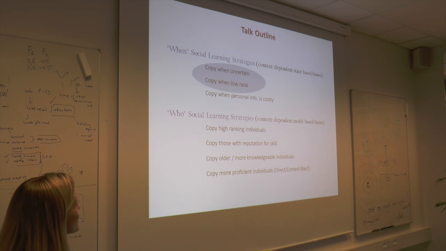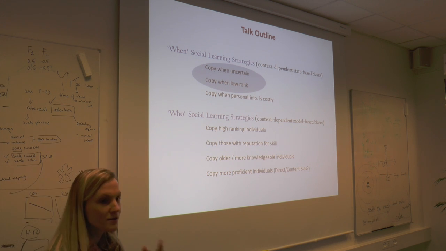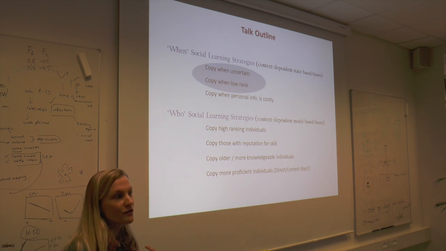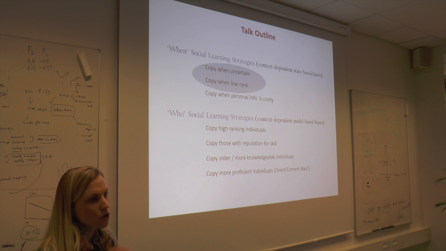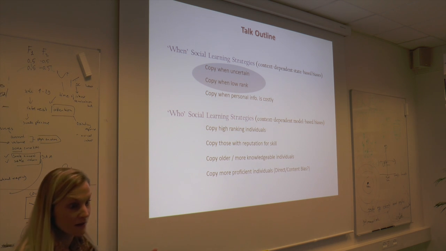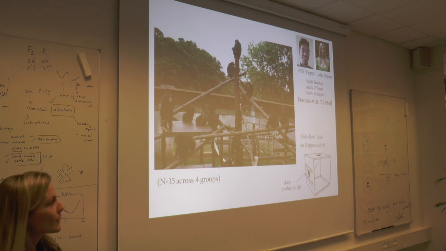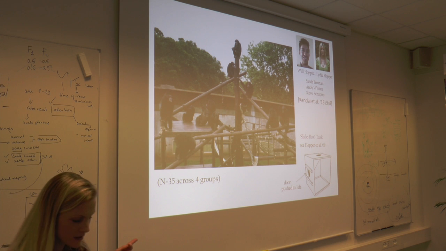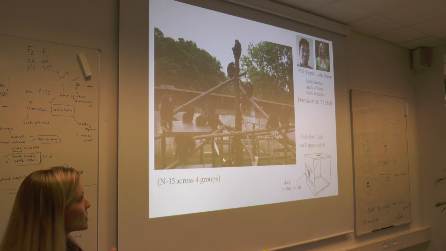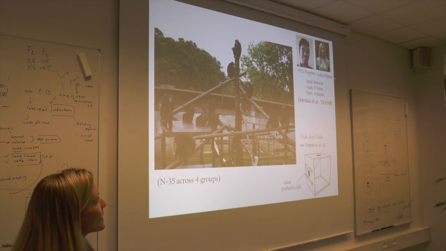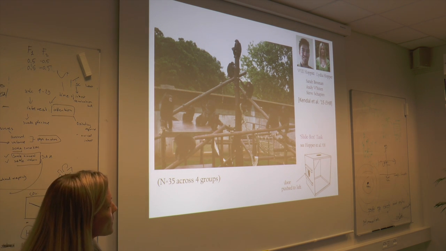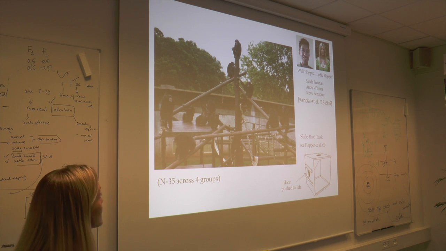Sorry. So first we're going to look at the potential strategy of copy others when you're uncertain and copy others when you're of low rank. So that's based on your state rather than anything else. So I'll keep returning to this study, which is a study that was published just last year on chimpanzees. Will Hoppitt did some really fancy analysis, and Lydia Hopper, when she was postdocing with me, collected the data.